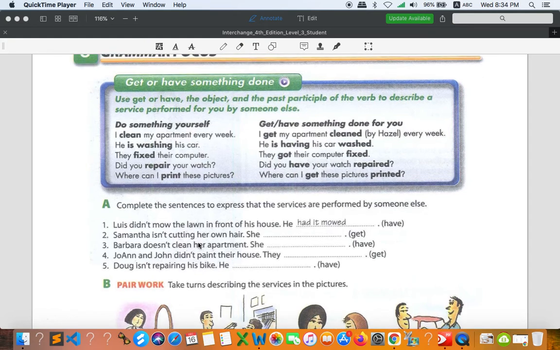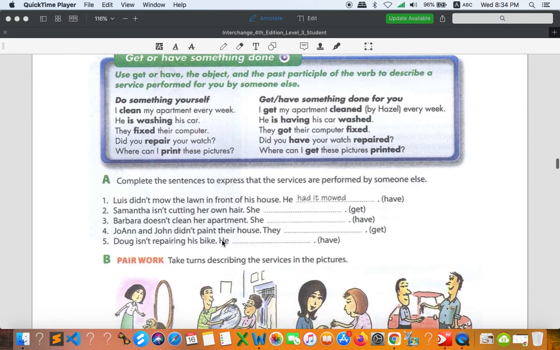But before we try number 2, let me wrap up the forms a little bit. So we have have or get, something or object, verb 3, right? And have or get, you have to change according to the subject. If the subject is he, she, or it, you have to add s or es. If the tense is present simple, present continuous, or past continuous, you have to follow it exactly as it is. Okay, so let's take a look at number 2.